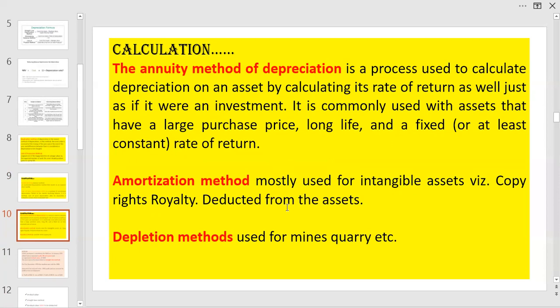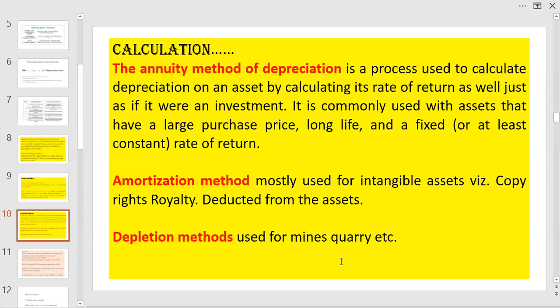Amortization method. In this, the asset is said to have been purchased on lease. Therefore, the presumed lease amount is charged as a depreciation. This is usually used for copyrights, royalty, etc. Another method is the depletion method. These are used for mines, quarries. To excavate, the volume will come down because this cannot be replaced.